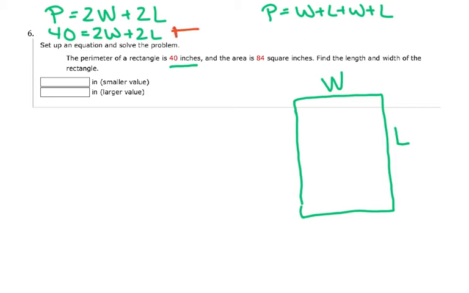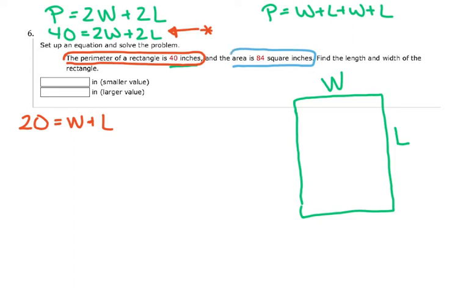And what can we do with this equation? We can divide everything by 2. So 20 equals w plus l. I just stopped and took this first part of the sentence and asked what that means. Now, the other information we have is about area. Area equals length times width. And we know that 84 equals the length times the width.